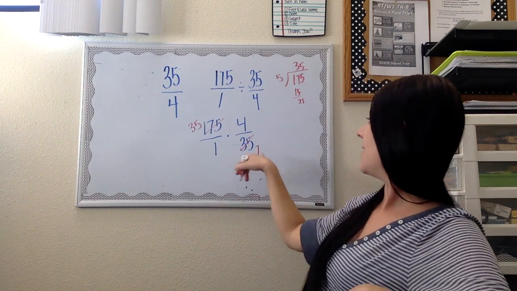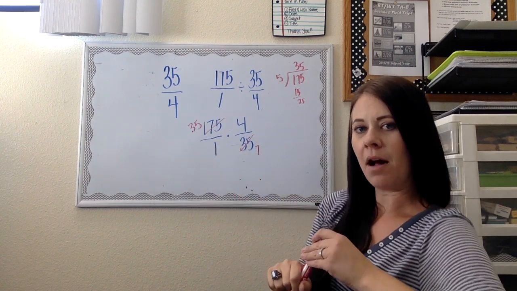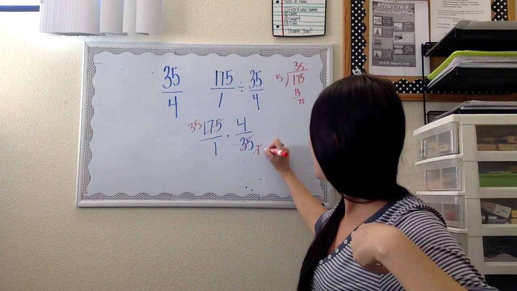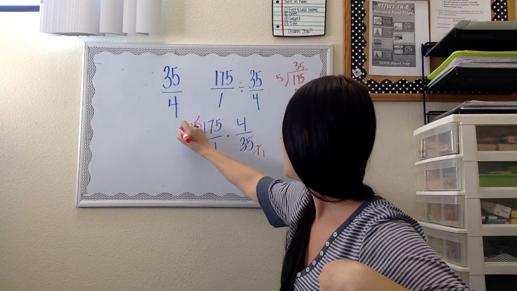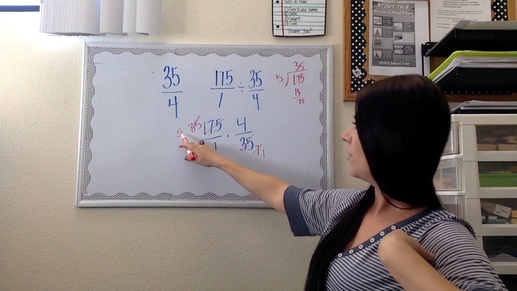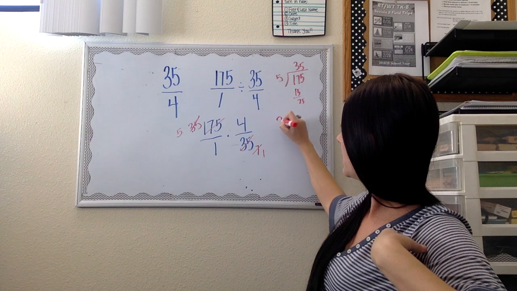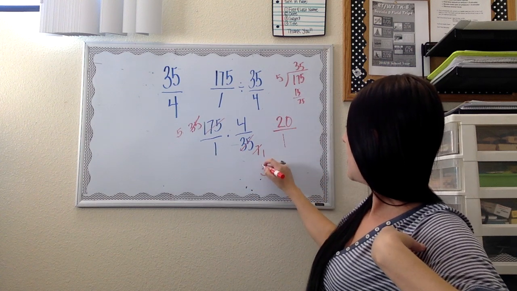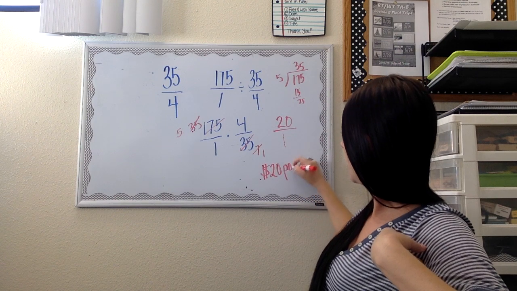And then I see that 7 and 35 also have something in common, so I just do this twice. It's no big deal to do it twice. So 7 goes into itself once and into 35 5 times. I gather up what's left and I multiply straight across. 5 times 4 is 20. 1 times 1 is 1. So they gave him $20 per mile.